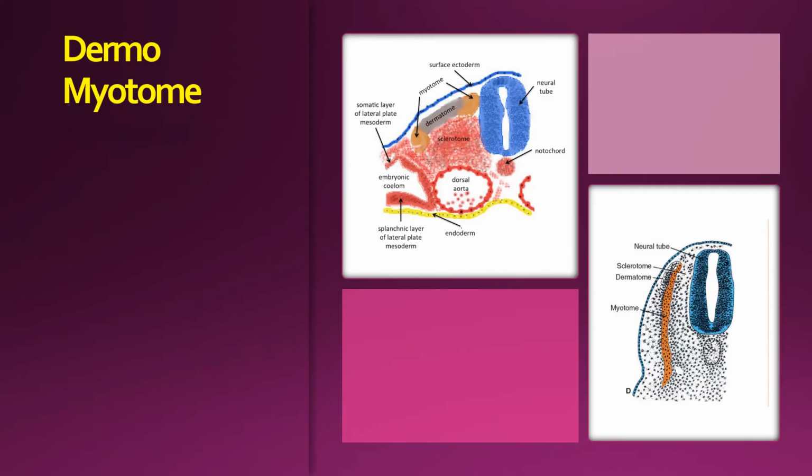First we'll see the dorsolateral part of the paraxial mesoderm. The dorsolateral part is going to form the dermomyotome. The dermatome layer gives rise to the subcutaneous tissue and the dermis. This dermatome is located in the lateral part, whereas the myotome is located in the medial part. This myotome forms the skeletal muscle.